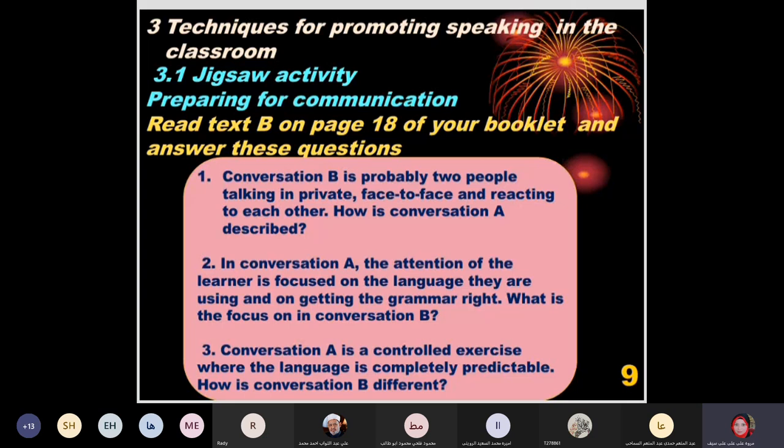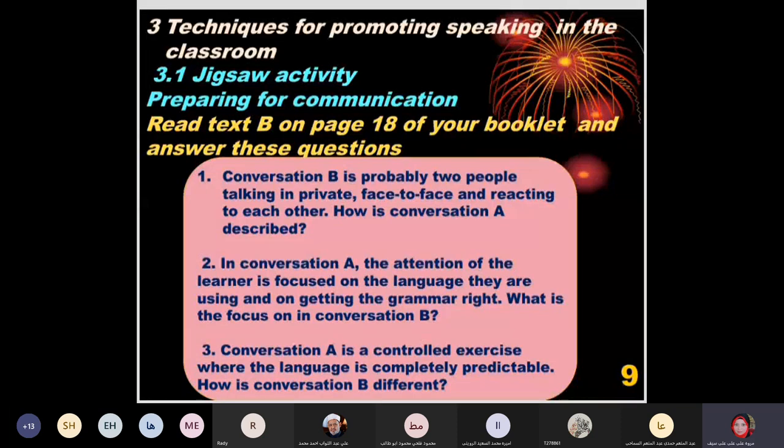So let's go on to complete our session. Before the break, we were about to read text B and answer the 3 questions on the slide here if you can see it clearly. So now I'll give you maybe 4 minutes to read text B and provide us with answers to the 3 questions before you rise.